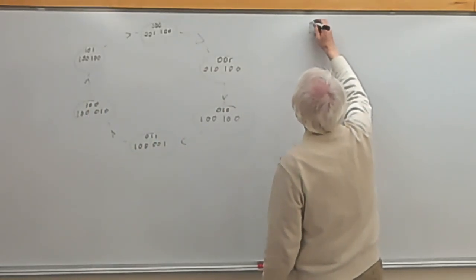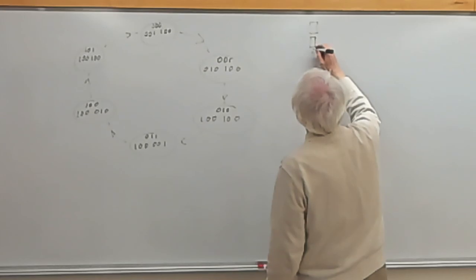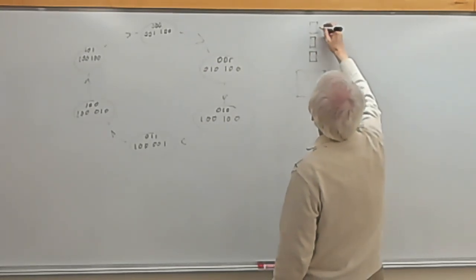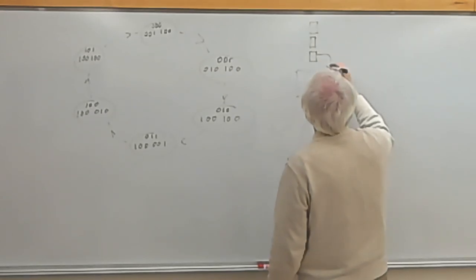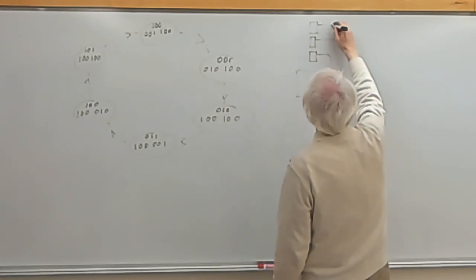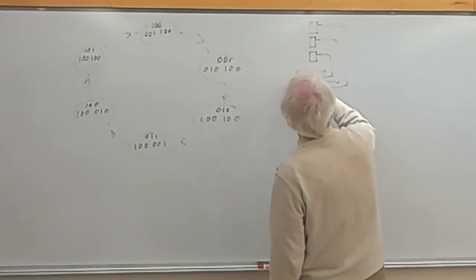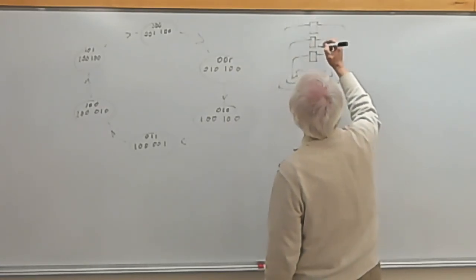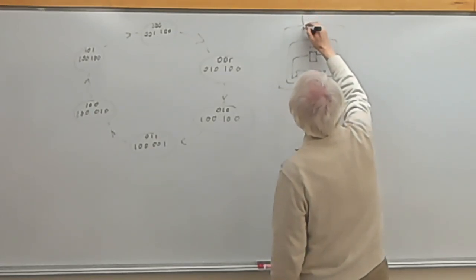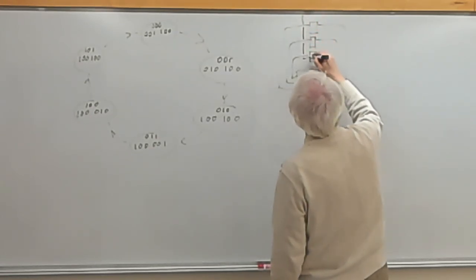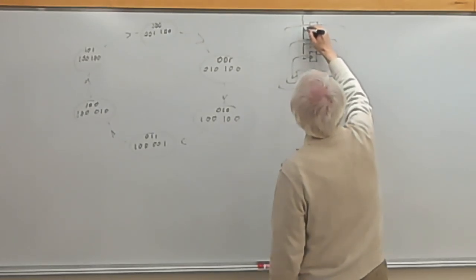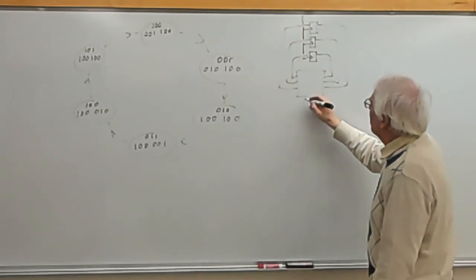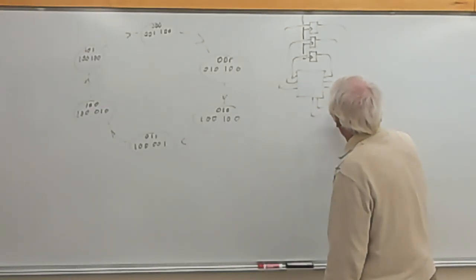I'm going to still have 3 latches. I'm going to still have a piece of combinatorial logic. My Q's are still going to be inputs to my combinatorial logic. My D's are still going to be outputs from my combinatorial logic. I'm still going to have a common clock that drives everything. So everything so far is the same, but now I'm going to have 6 additional outputs.